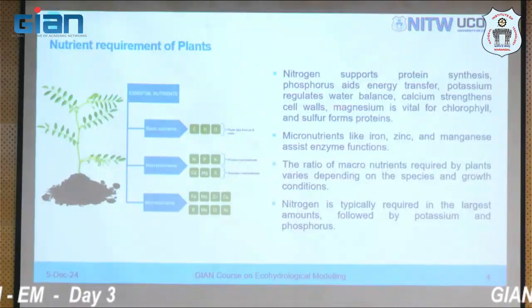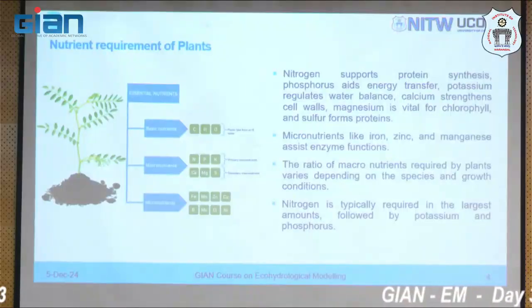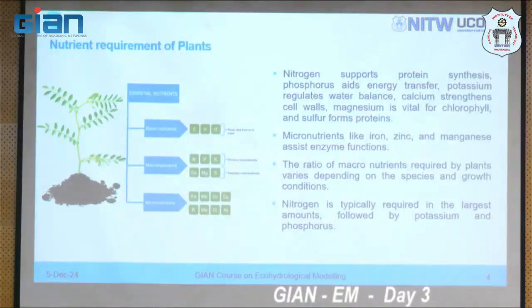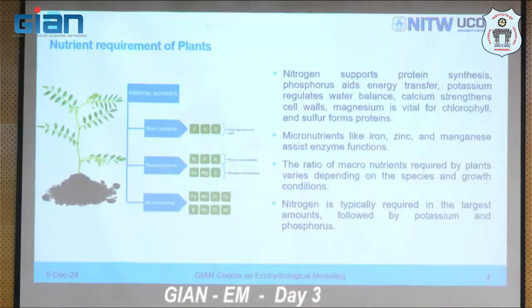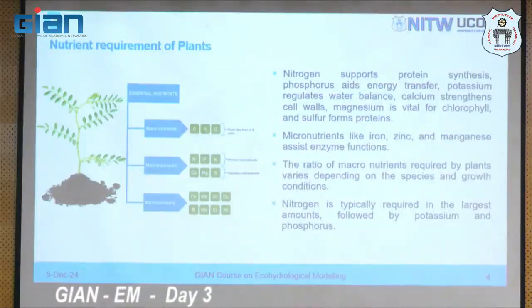You have potassium, which regulates the water balance, calcium, which strengthens the cell walls, magnesium, which is vital for chlorophyll, and sulfur, which forms proteins, right. Even nitrogen also helps in chlorophyll and the formation of proteins, right. But in general, nitrogen is the major requirement for the crop, followed by potassium and then phosphorus. Now, your micronutrients such as iron, zinc, and manganese assist in enzyme functions.